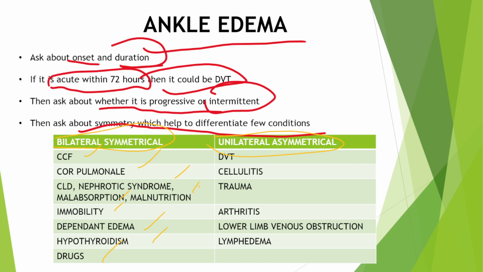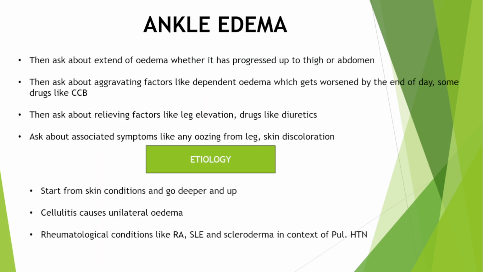Now, unilateral asymmetrical edema is usually due to local causes like DVT, cellulitis, trauma, arthritis, lower limb venous obstruction by some kind of tumor in the abdomen or in the groin region, and lymphedema. So these causes basically produce unilateral edema. Now, then we will ask about the extent of the edema.